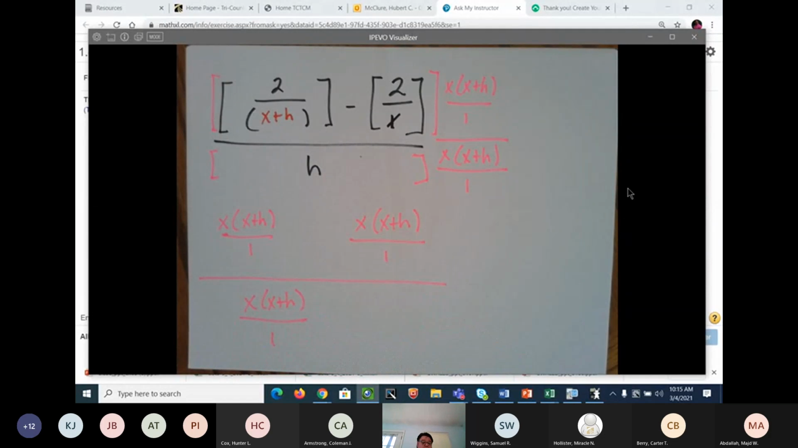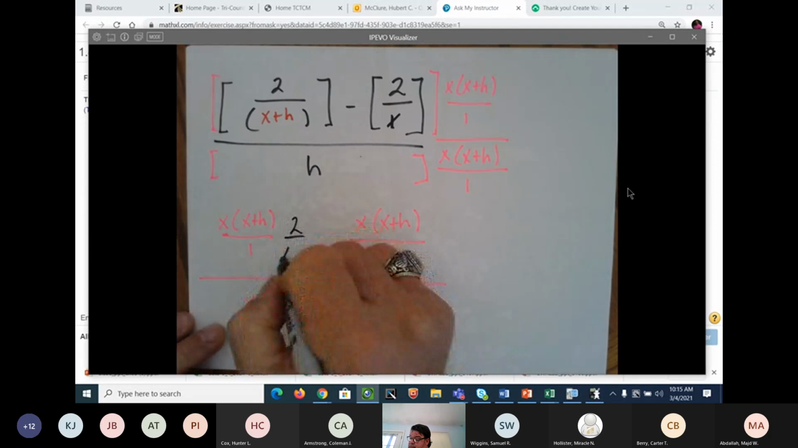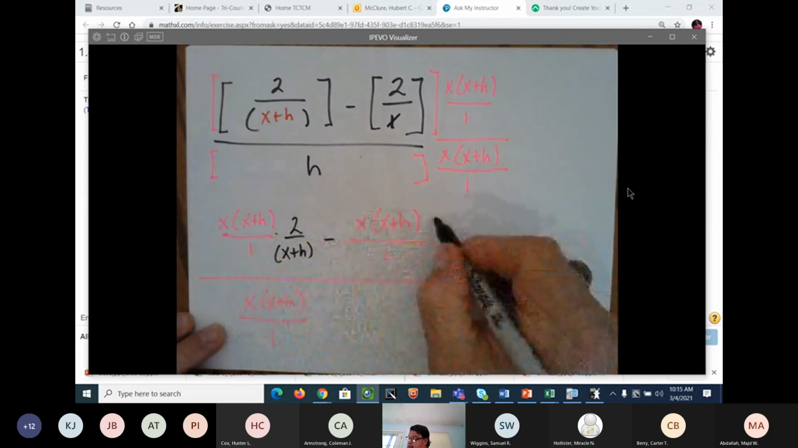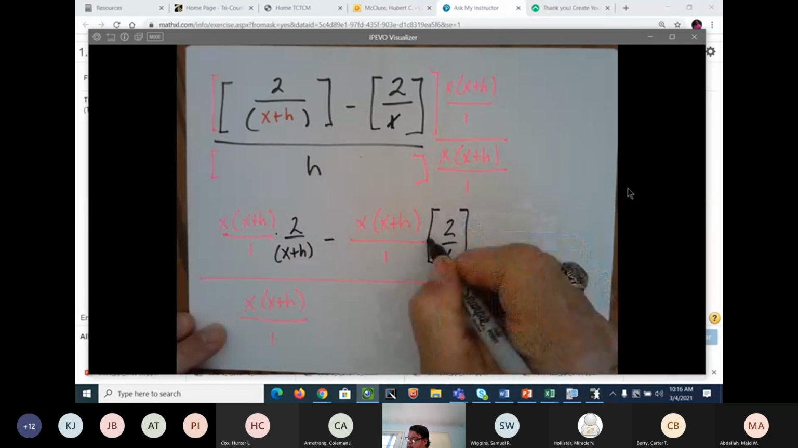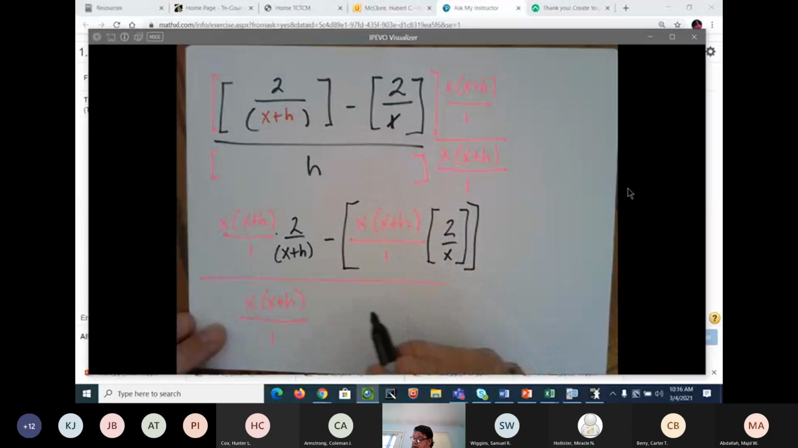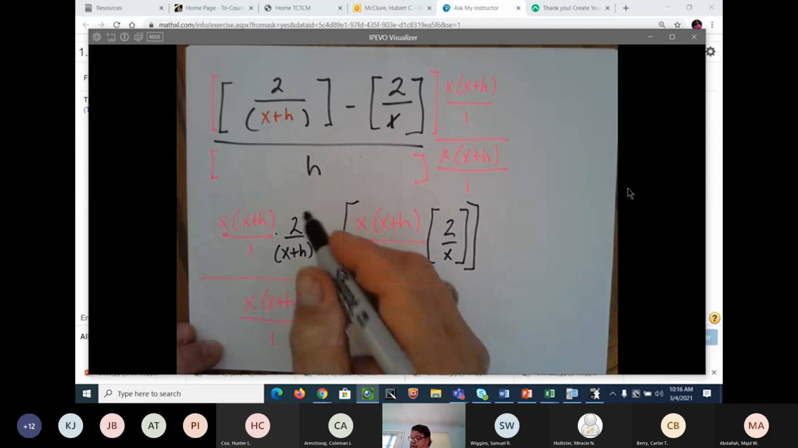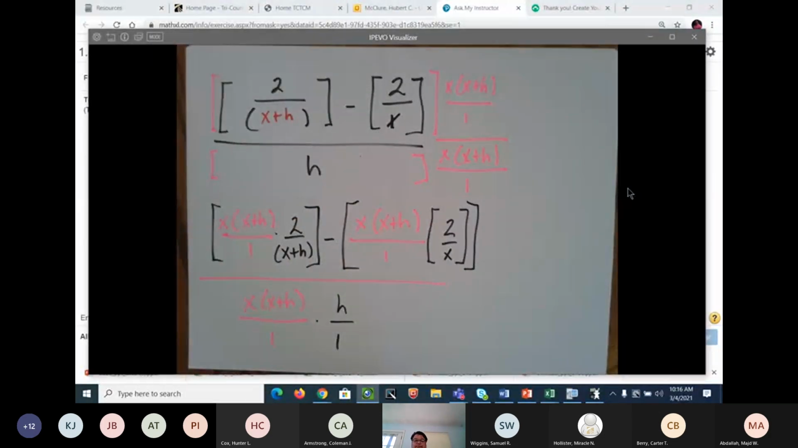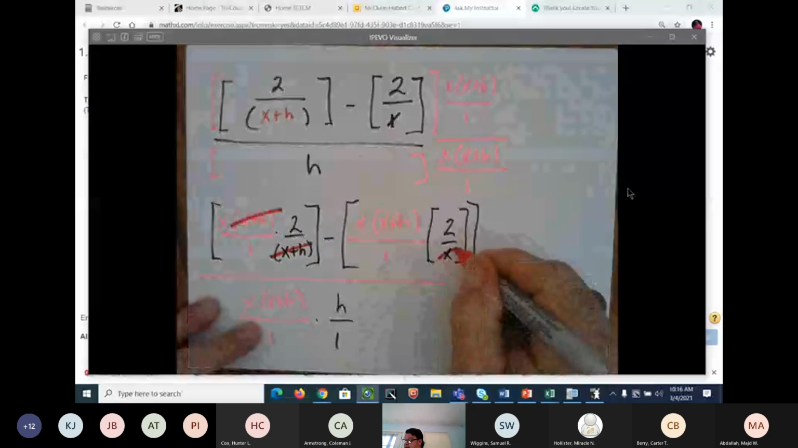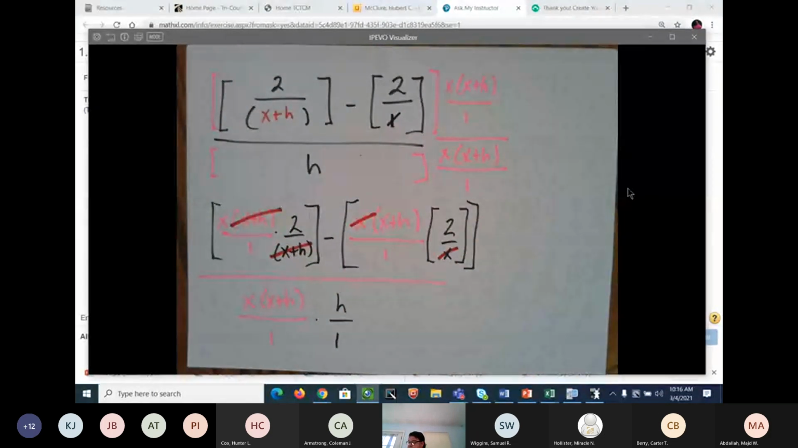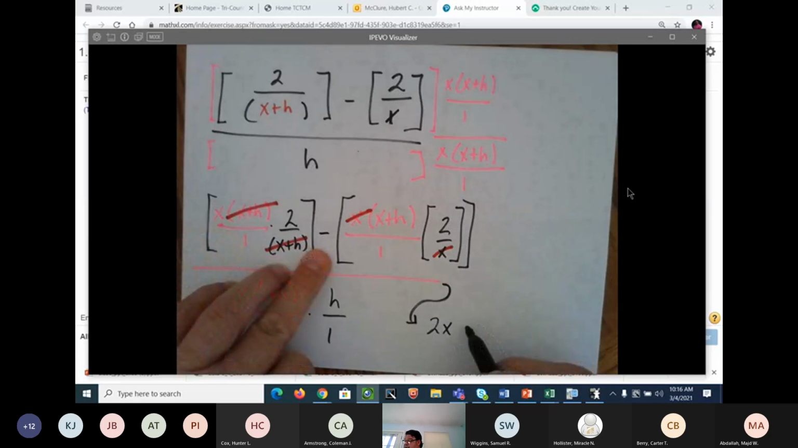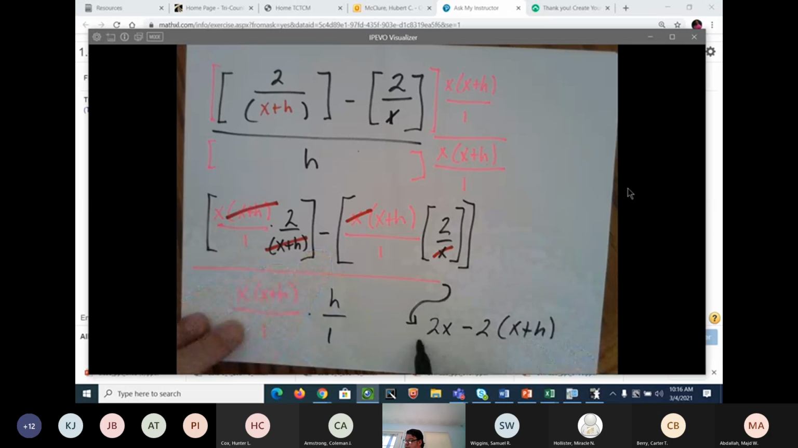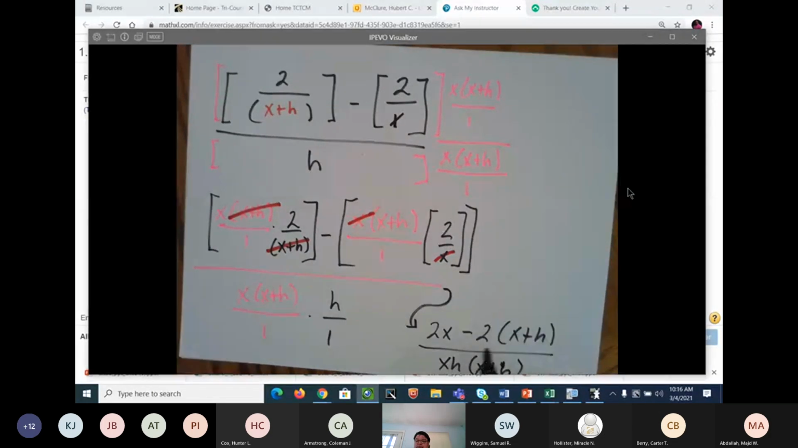Now I'm going to rewrite my expression, 2 over x plus h minus 2 over x. And I'm going to put that in brackets because of that negative. Times h over 1. And put this in brackets too. Now what you're going to see is you're going to see the x plus h's cancel. You're going to see the x's cancel. And you're going to get 2x minus 2 times x plus h, over xh times x plus h. Okay, now use your algebra to finish this.